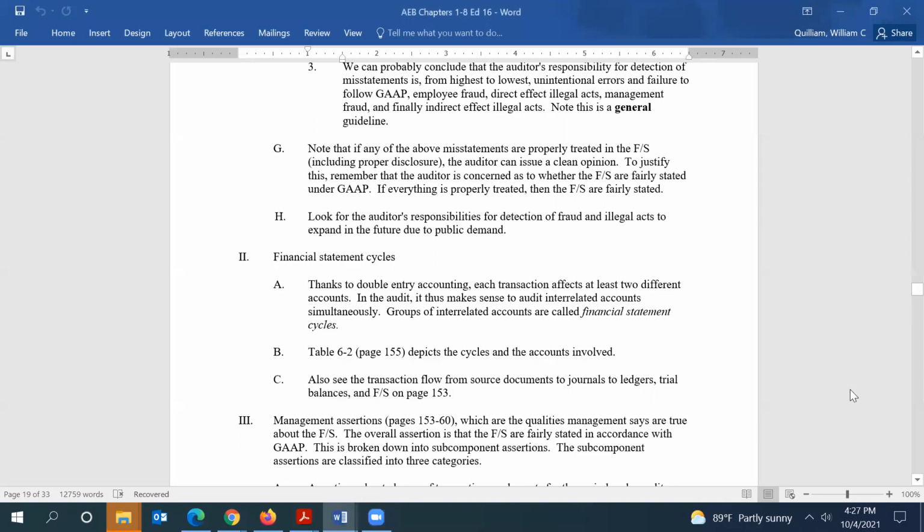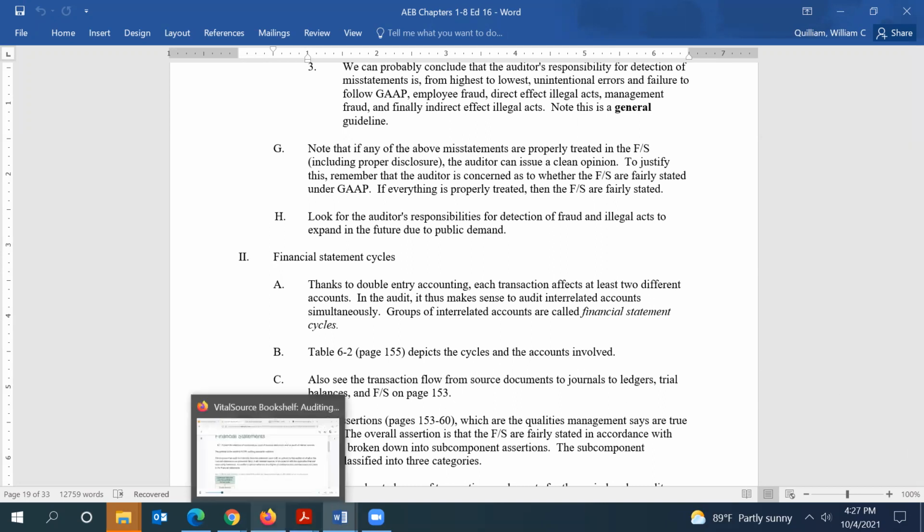I'll go back here to sharing my screen. Looking at Roman numeral 2, financial statement cycles. Thanks to double entry accounting, each transaction affects at least 2 different accounts. And the audit thus makes sense to audit interrelated accounts simultaneously. Groups of interrelated accounts are called financial statement cycles. Table 6.2 on page 155 depicts cycles and the accounts involved. Let's just glance at that.